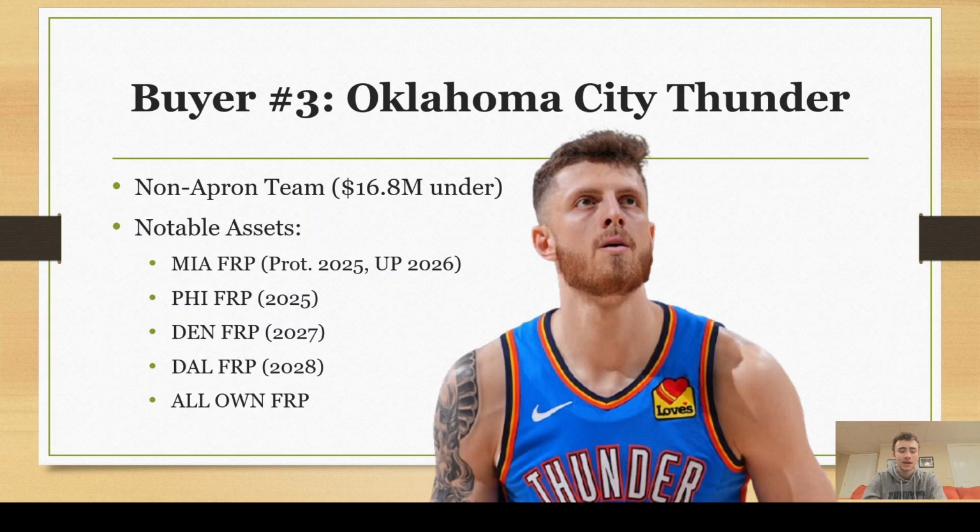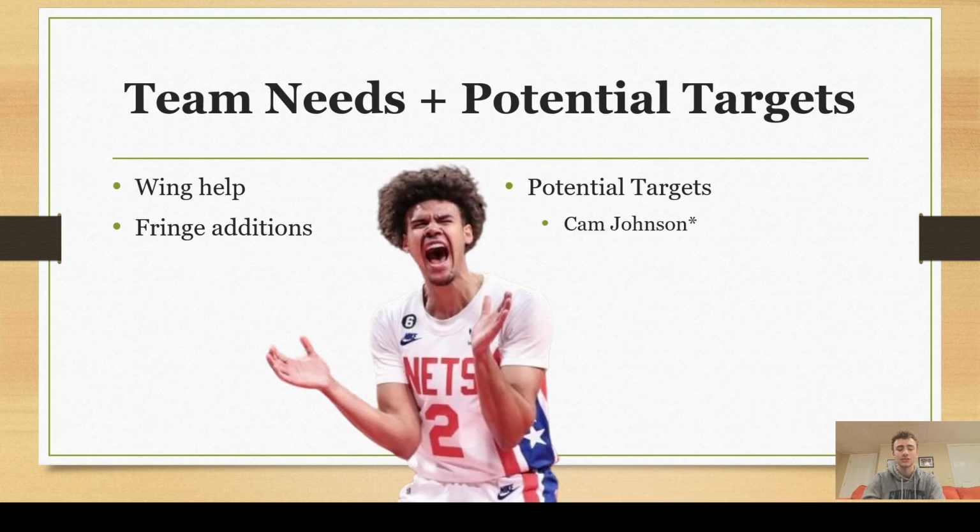They also have Denver's first-round pick in 2027 and Dallas's first-round pick in 2028, as well as all of their own first-round picks. The reason I included these picks from other teams is I feel like teams and GMs may look at the Thunder and think, wow, this is a phenomenal future. Let's target some of the other picks they have in their arsenal because they may be more valuable than the Thunder's own draft selections. I think this team, all they need is really some wing help, and I don't even think they need that. I think if they rolled with it, it'd be completely fine.